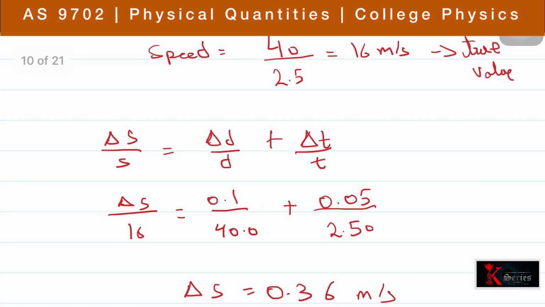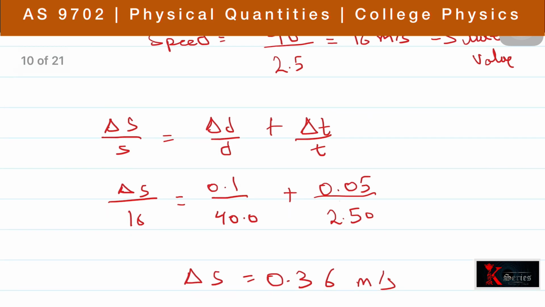Fractional error is always the absolute error upon the true value. So absolute error in distance was 0.1 upon true value, which is 40. So 0.1 upon 40 plus 0.05 upon 2.5, right? So the absolute error in S upon the true value of S. What was the true value of S? It was 16 meter per second, right?